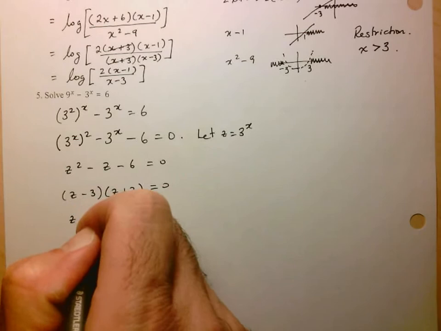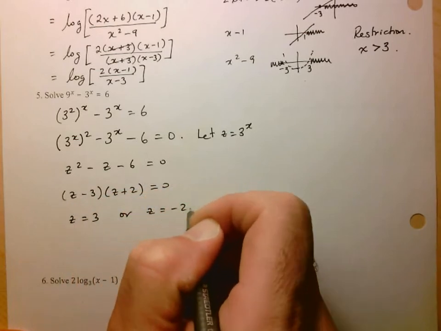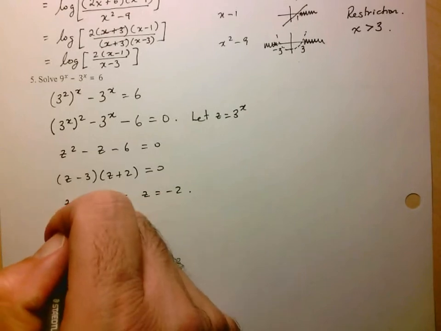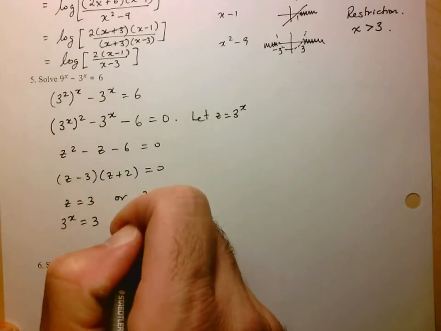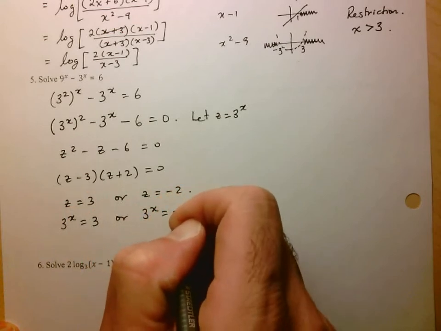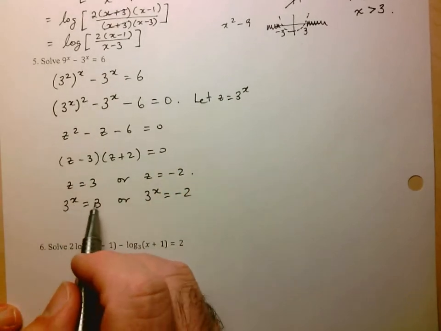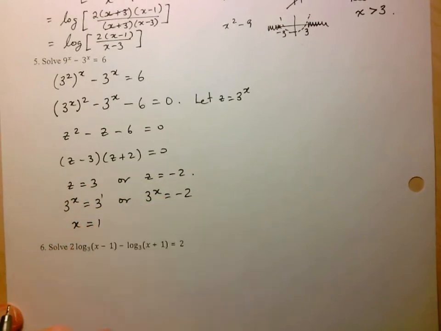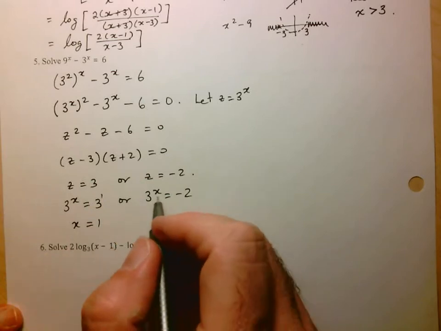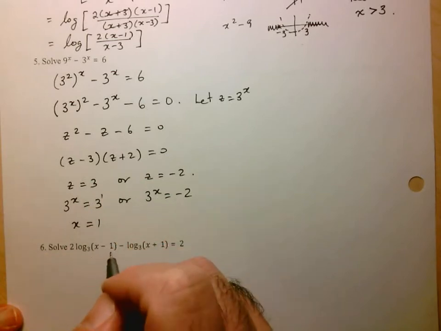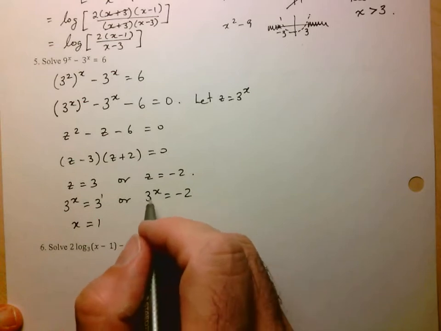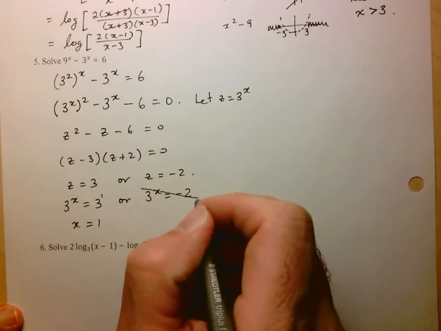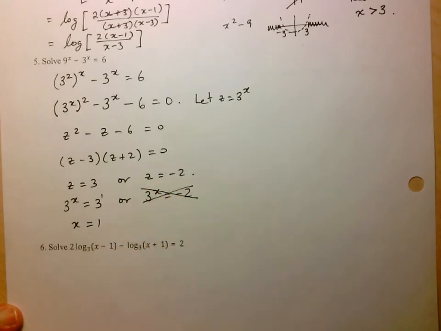So z is equal to 3, or z is equal to negative 2. But of course it's not z that I'm interested in, it's x. So I'm going to replace this by 3 to the x, and replace this by 3 to the x. Now this one works out really easily because there's just 3 to the x equals 3 to the 1, so x has to be equal to 1. Or 3 to the x has to be equal to negative 2, but then I realize that this is an expression that is always positive, so it can never be equal to negative 2. So we have to eliminate that solution.